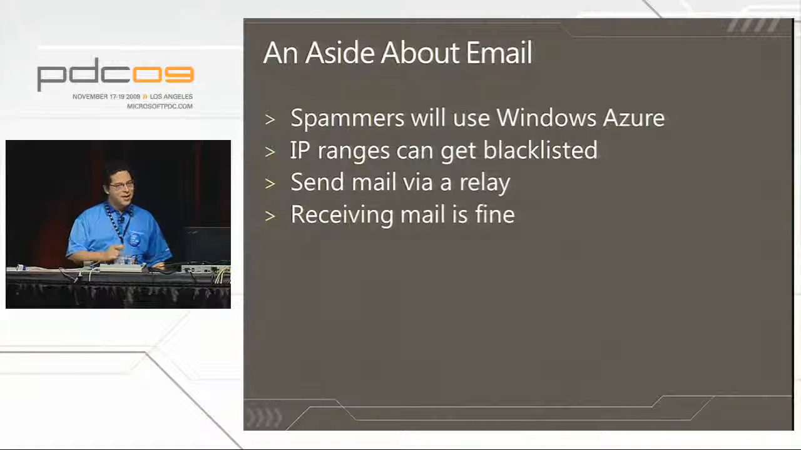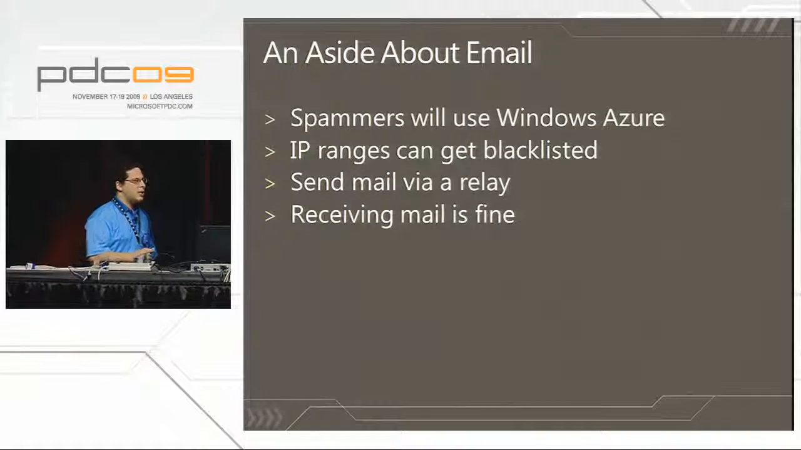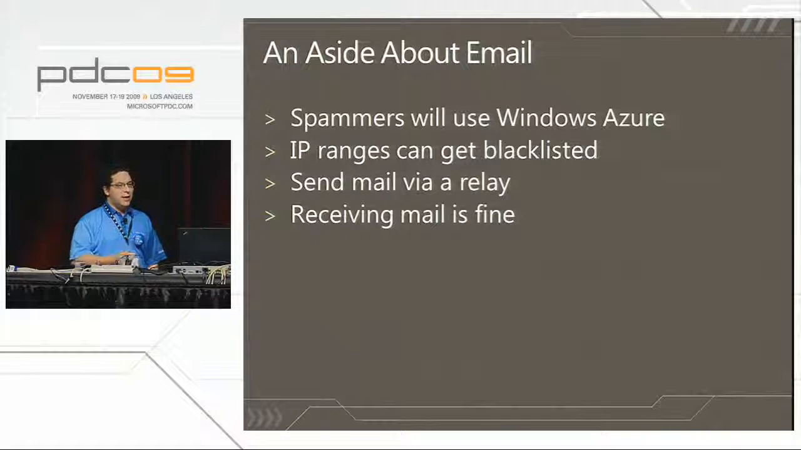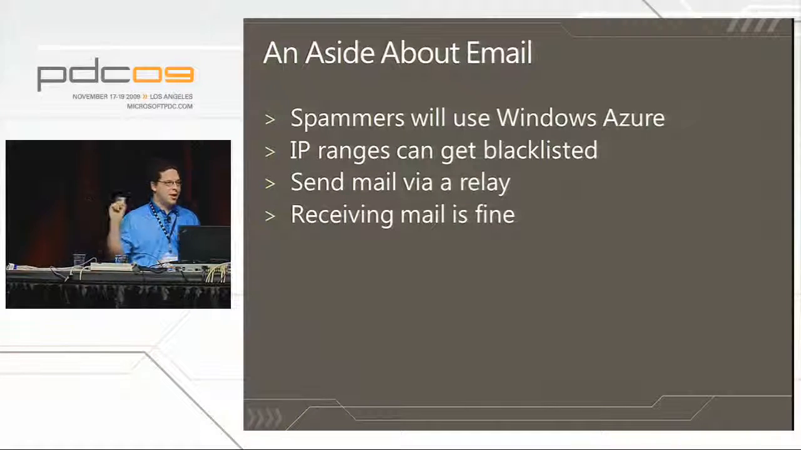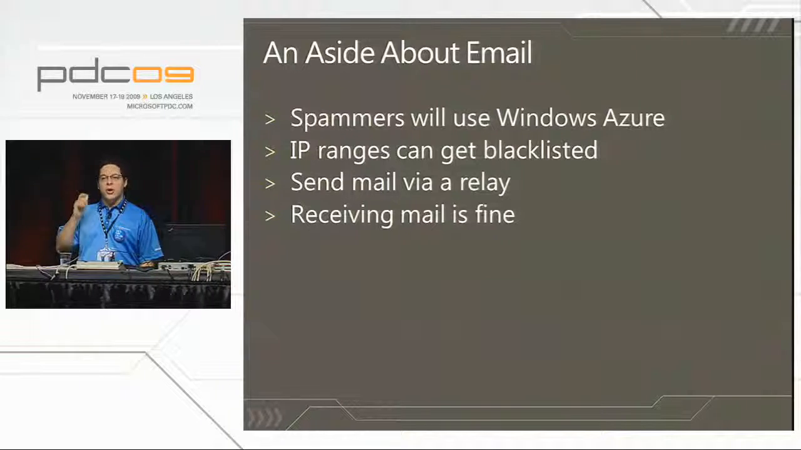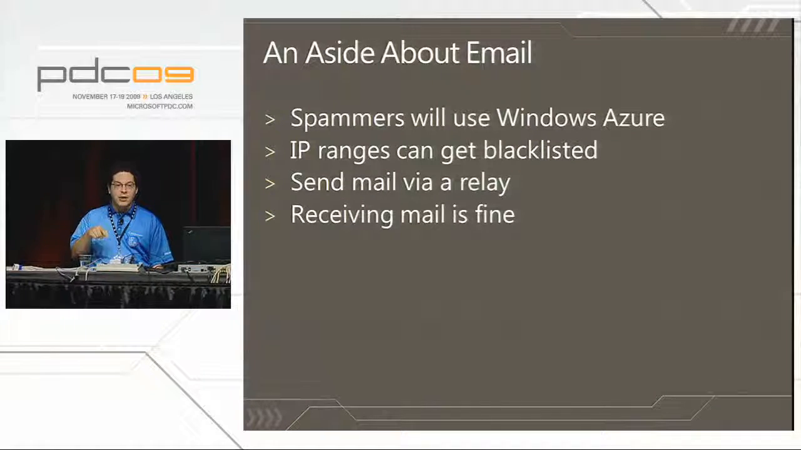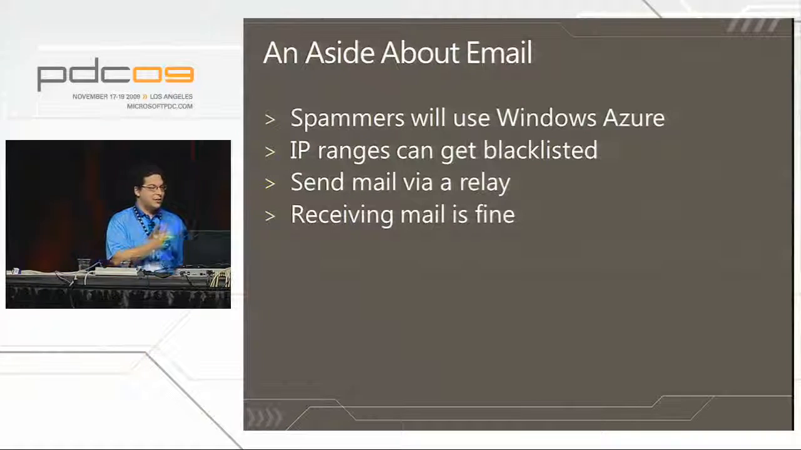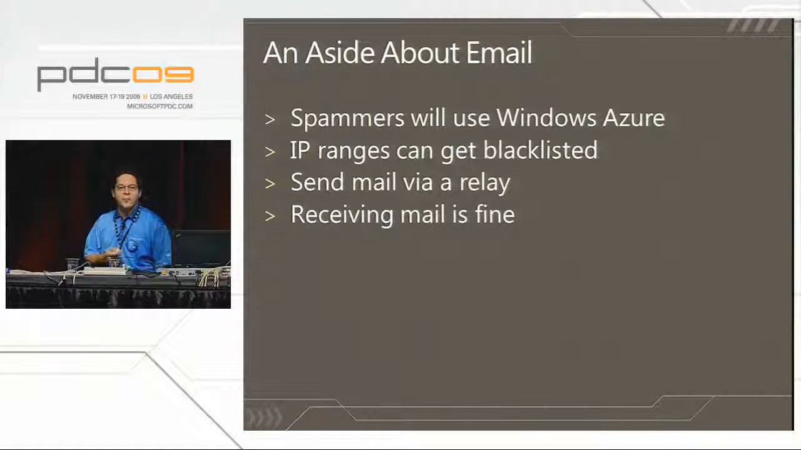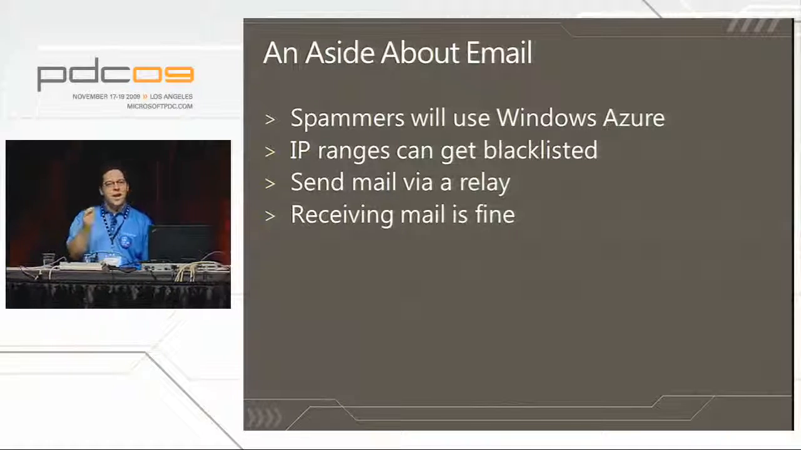That means the IP ranges in Windows Azure are somewhat likely to get blacklisted, and we've seen this happen before to other cloud platforms. That means you cannot rely on sending mail from within Windows Azure. You can today, because it hasn't happened yet. We haven't gotten beat up by spammers. But don't plan on an architecture like that.